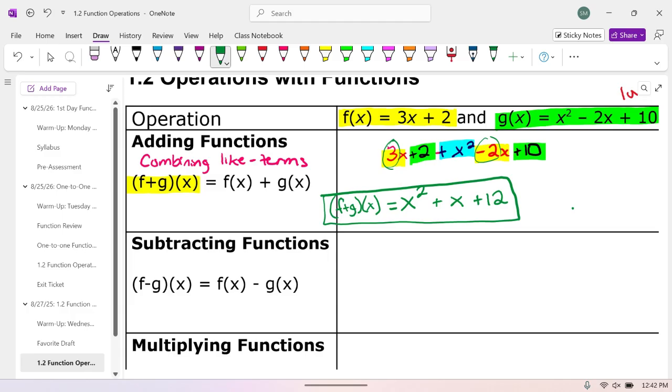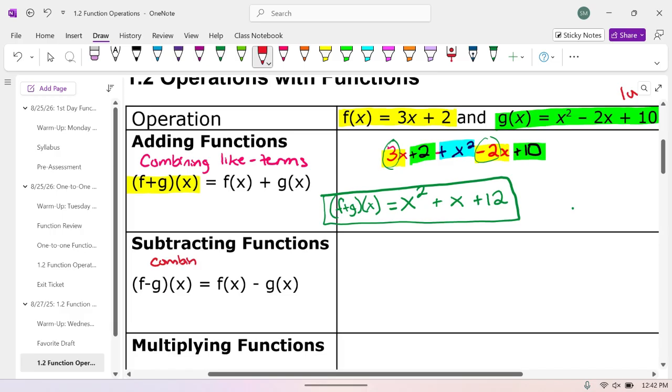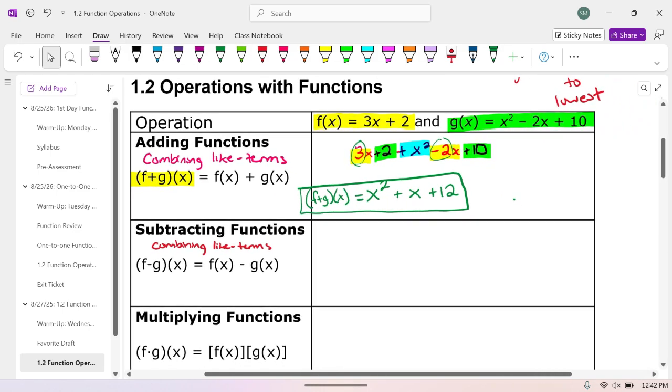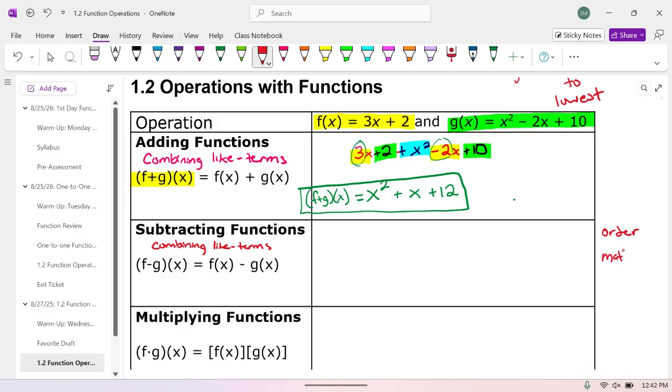Subtracting functions is very similar to adding. You're still combining like term land. But there's one other thing that we have to do before we can combine like terms. So we're subtracting functions, we're still combining like terms. Also, another thing to note when you're subtracting functions, the order of the functions matters. Meaning, if you don't put the correct function first, your answer is going to be off.